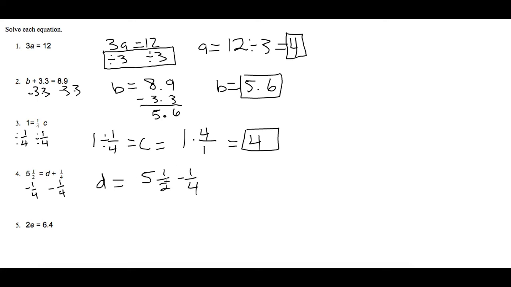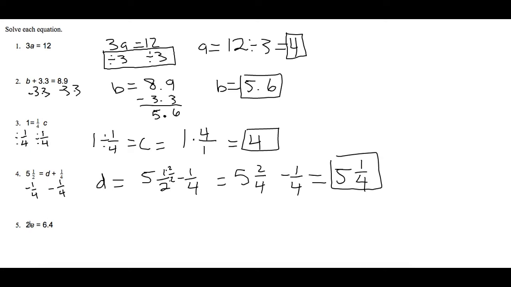Now, if we're looking at this, we see that, oh, we're subtracting a fraction. We need to have a common denominator. So what I can change that 1/2 into is 2/4 by multiplying it by 2 over 2. 1 times 2 is 2, and 2 times 2 is 4. So then subtracting 1/4, we end up getting 5 and 1/4.